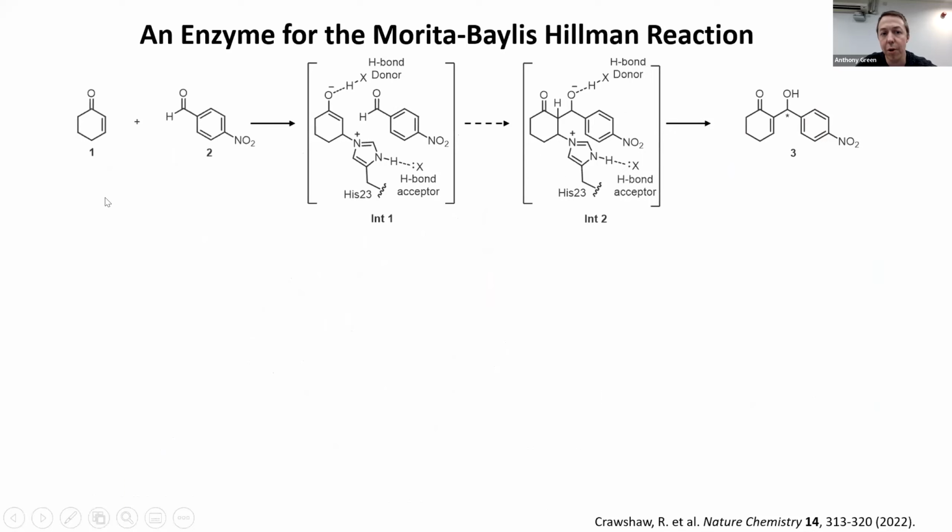What we can turn to here is computational enzyme design. There's a very famous reaction in organic synthesis called the Morita-Baylis-Hillman reaction. This is a C-C bond forming reaction where we couple two units together, such as compounds 1 and 2, an alpha-beta unsaturated carbonyl and an aldehyde. We can couple those together to form a new C-C bond, generating a new chiral center.